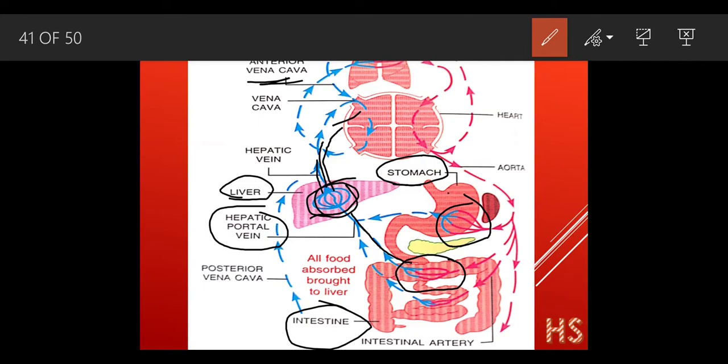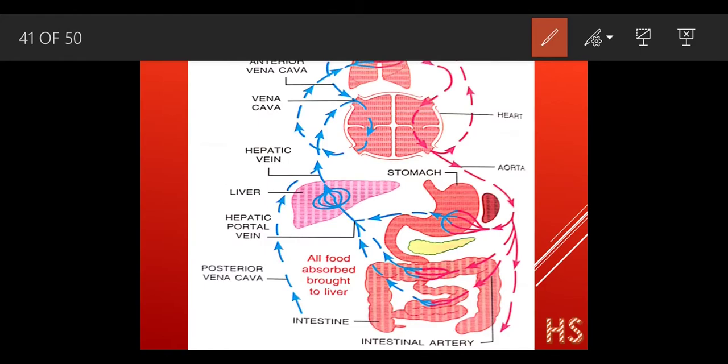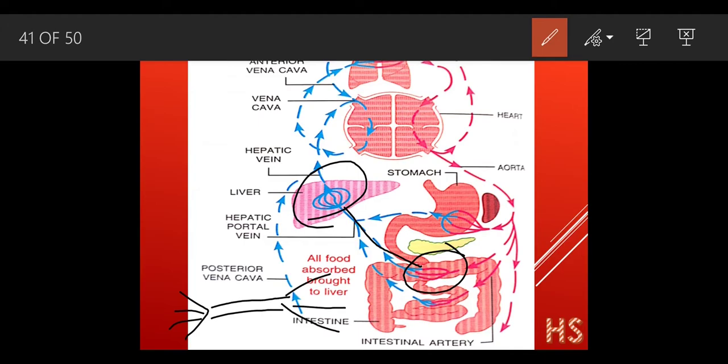So if you notice this part, this is a capillary, this is a capillary, and in between there is the vein. See what I said, there should be a capillary at the start, a vein in between, and again a capillary. So this part is called the portal system, but if it is related to the liver, it is called the hepatic portal system.